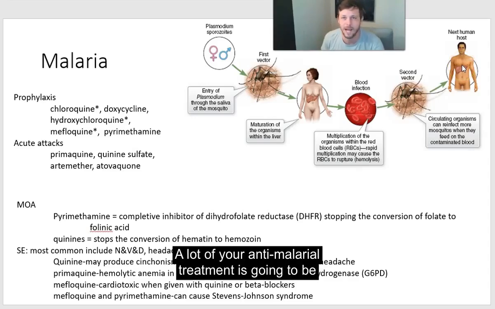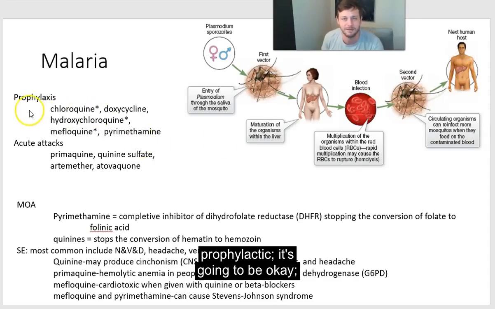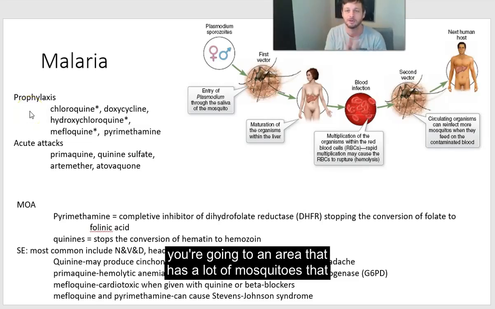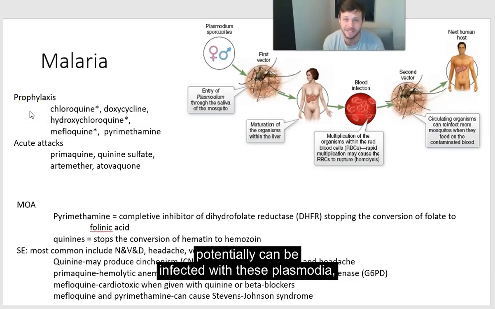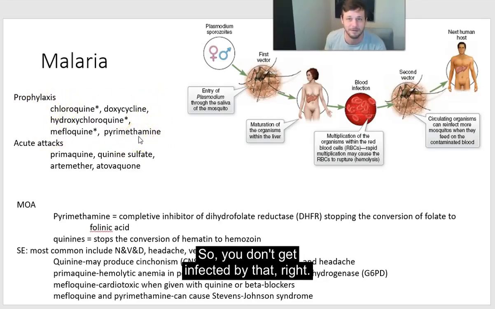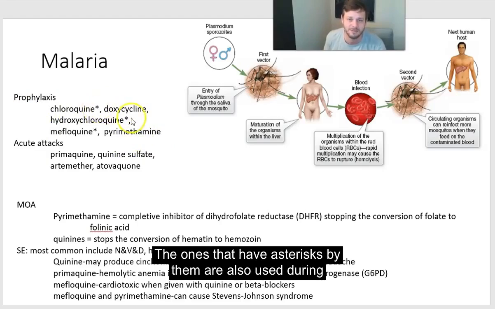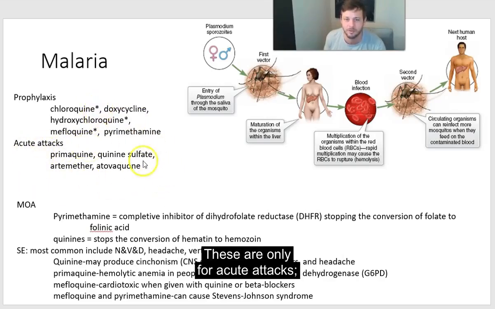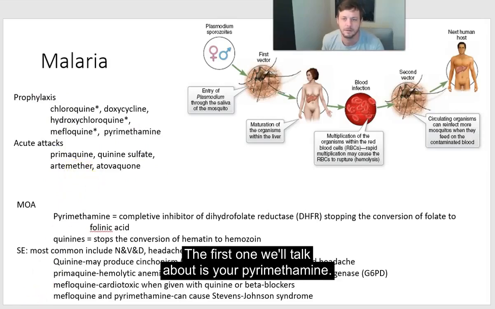A lot of your anti-malarial treatment is going to be prophylactic. It's going to be, okay, you're going to an area that has a lot of mosquitoes that potentially can be infected with these plasmodium. You're going to take these drugs before you go so you don't get infected. The ones that have asterisks by them are also used during acute attacks. These are only for acute attacks. You don't use these prophylactically.